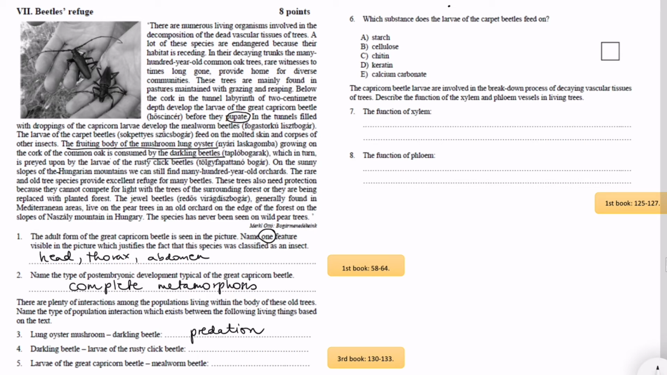Darkling beetle and larvae of the rustic click beetle, which in turn is preyed upon by the larvae of the rustic click beetles. So this is also predation. And larvae of the great Capricorn beetle and mealworm beetle. Where is it in the text? It's here. Tunnels filled with the droppings of Capricorn larvae develop the mealworm beetles. So this kind of interaction is beneficial for one partner and it is not affecting the other, which is called commensalism.